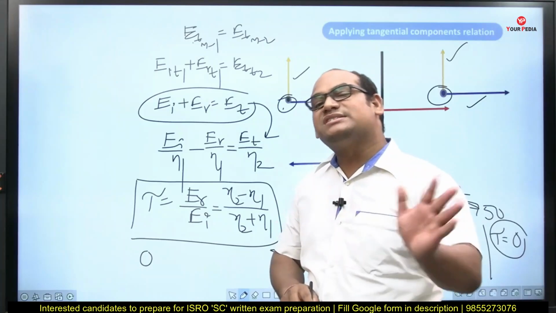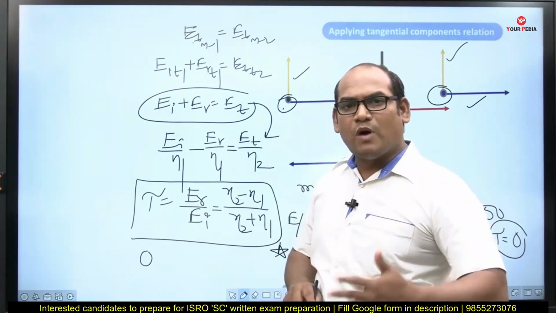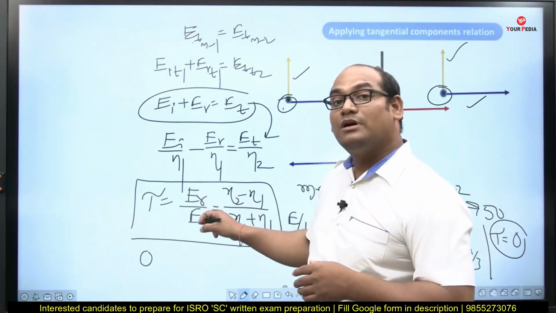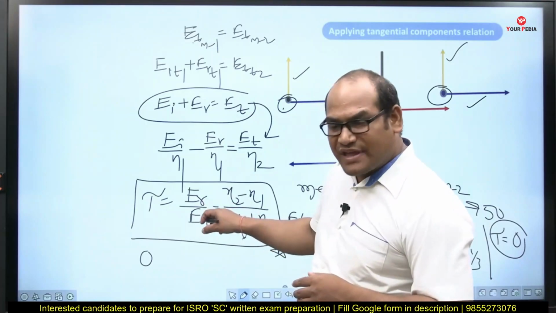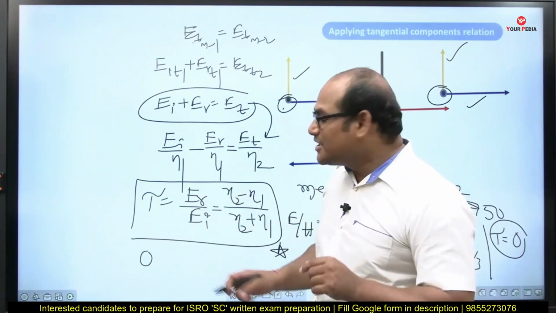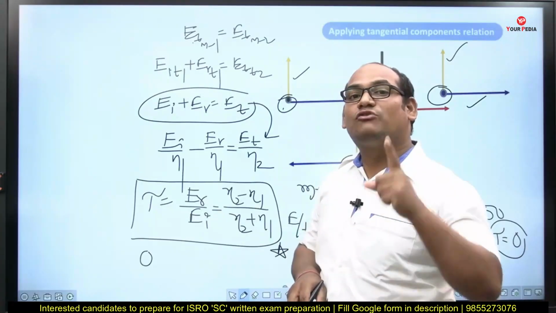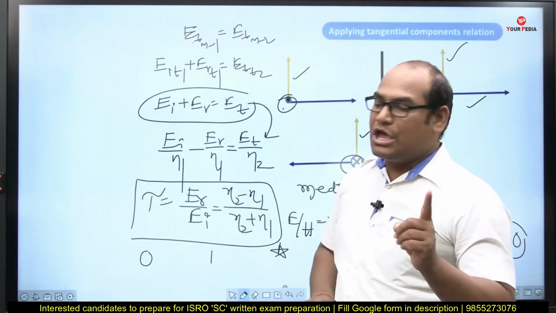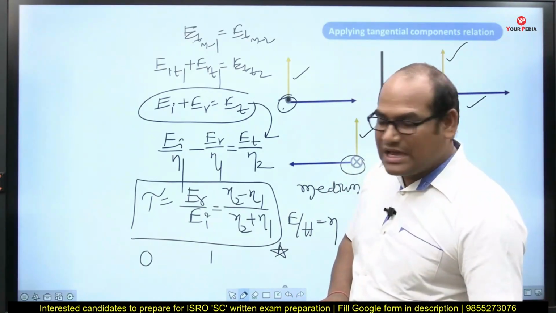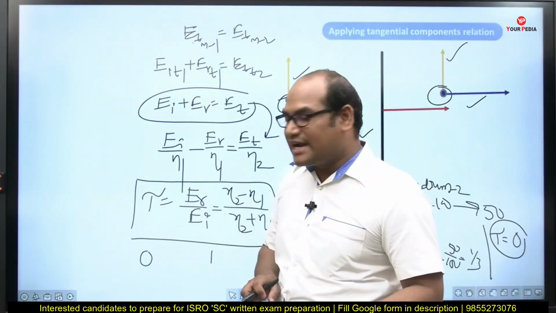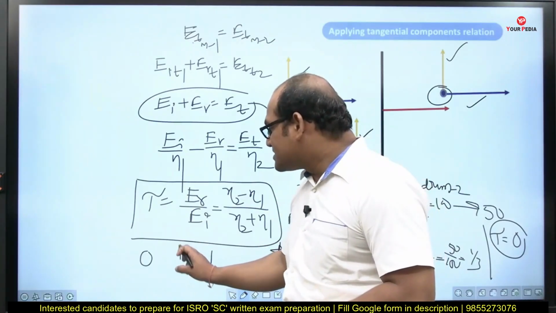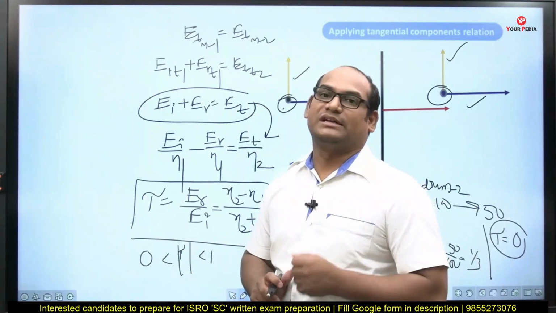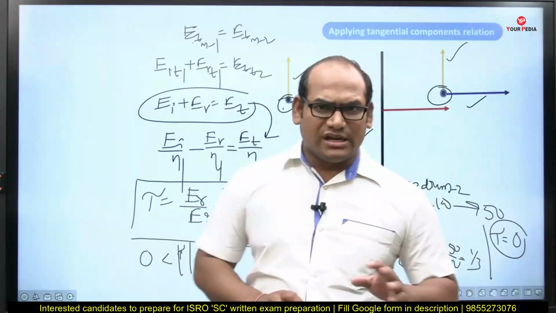For example, if everything is reflected back, whatever you have incident, everything is reflected back, that means in magnitude these two are the same. That means the ratio is equal to 1, because ER is equal to EI. That means the maximum is 1. The minimum is 0 when you don't have reflection. The maximum is 1 when everything is reflected, so this reflection coefficient magnitude lies between 0 and 1. So this is about reflection.